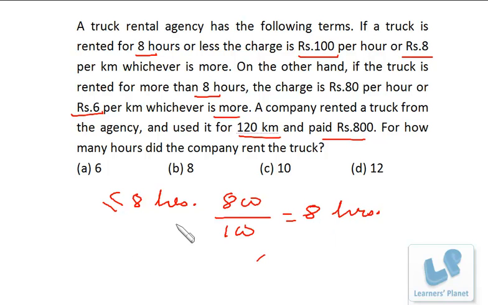Now, if the charges are rupees 8 per kilometer, the company has run the truck for 120 kilometers. So 120 kilometers at the rate of 8 per kilometer will be 960 rupees, but the company has paid rupees 800 only. And we have been given that the company has to pay the more amount. That means this assumption is wrong.